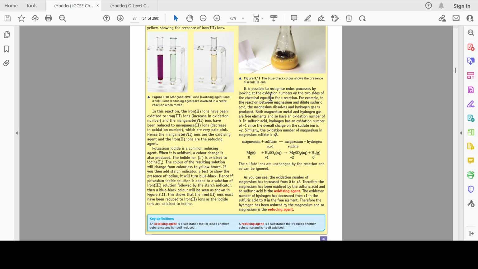Now, the third reaction is one where the color change is not as significant. And so what we do is we look at the oxidation numbers on the two sides of the chemical equation. And this is a reaction between dilute sulfuric acid and magnesium. So you've got magnesium and dilute sulfuric acid. And what you're getting from that is magnesium sulfate, so you're getting a salt. And you're getting hydrogen gas.